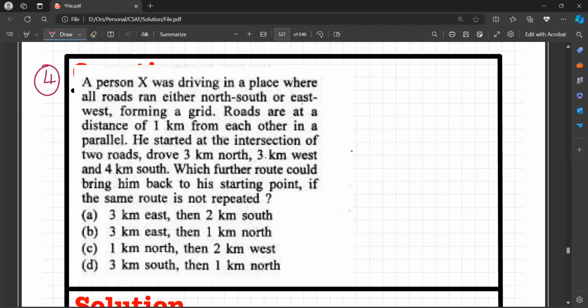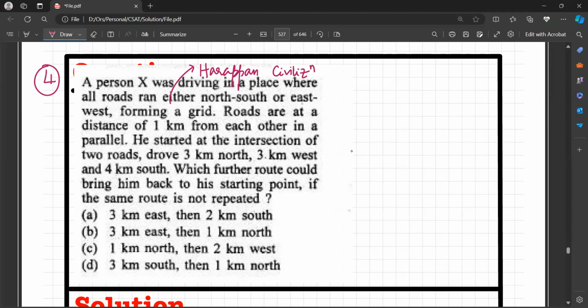A person X was driving in a place where all roads ran either north, south, east or west, forming a grid pattern. Harappan civilization. Crisscross pattern. Roads are at a distance of 1 kilometer from each other in parallel.